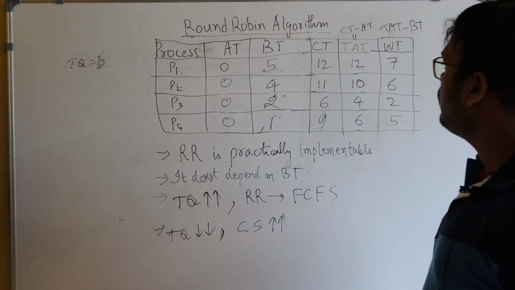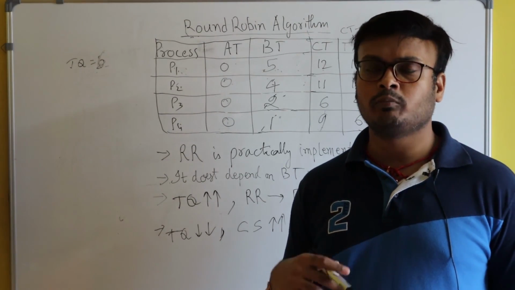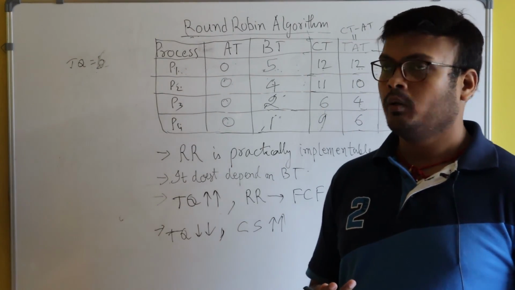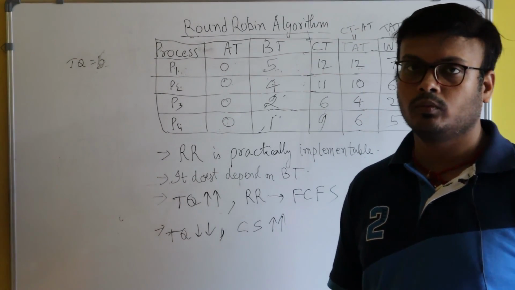So I think now the RR algorithm is clear to you. We will solve some more examples. But now after this, I will come to the priority scheduling algorithm. Okay. Thank you.